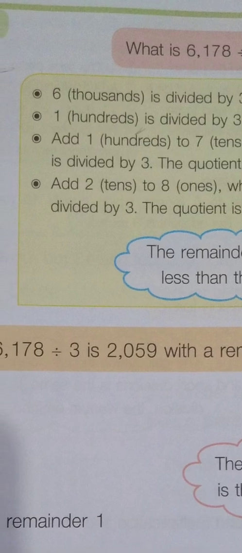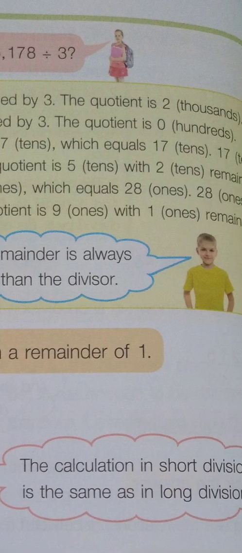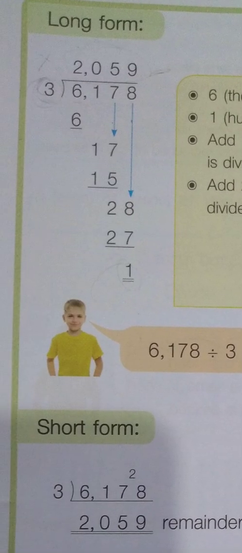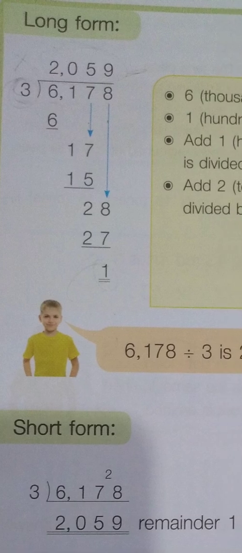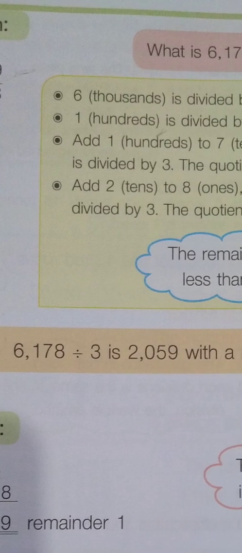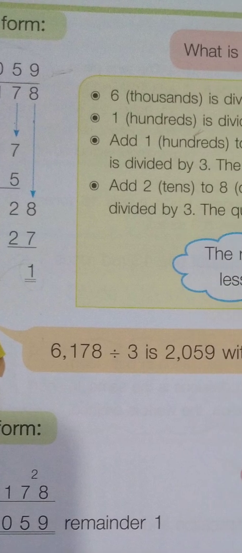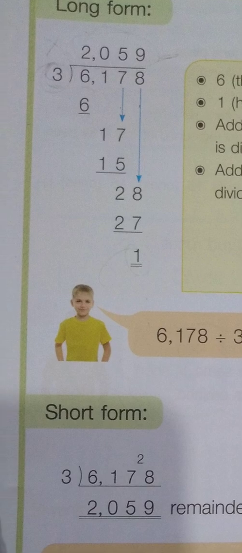17 tens is divided by 3. The quotient is 5 tens, with 2 tens remainder. So bring down 7. 17 divided by 3 is equal to 5. And then 5 times 3 is equal to 15. And then 17 minus 15 is equal to 2. And then bring down 8. So 28.